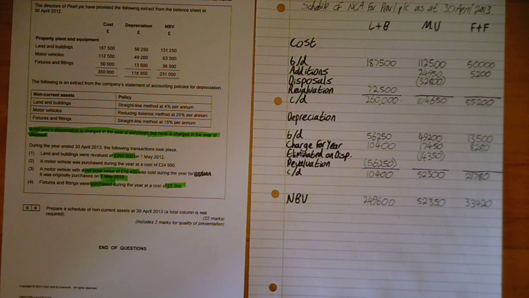It's quite simple once you break it down. It's like all accounting, like incomplete records. Once you break it down to the T accounts, it's very simple. Cash flow statement, very simple once you break it down.